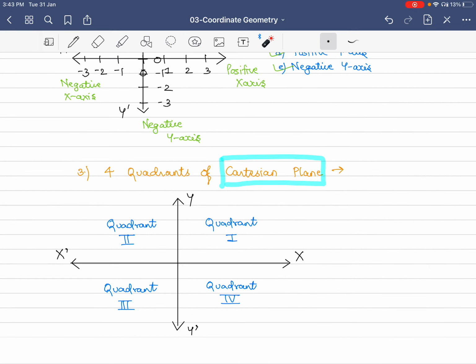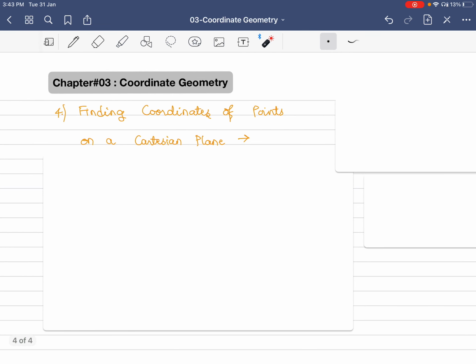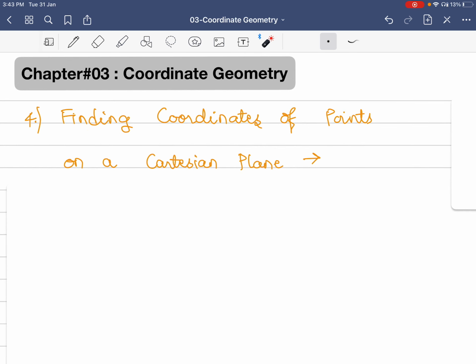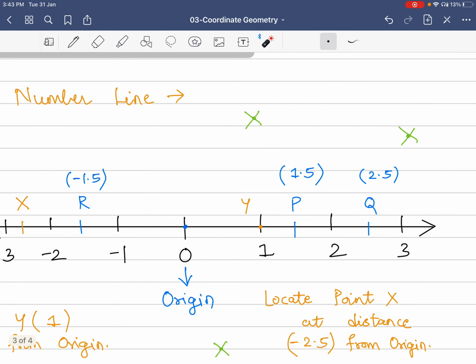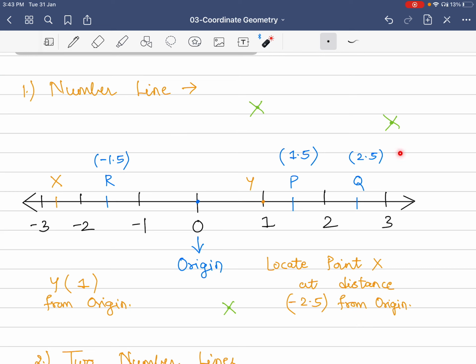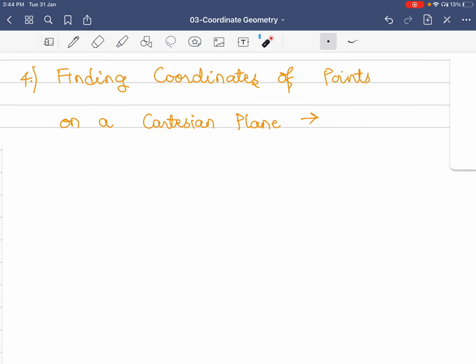So this is our basic introduction to the Cartesian plane. Now the last point remaining is finding coordinates of the points on a Cartesian plane. So how do we find the coordinates on a Cartesian plane? This is going to be similar to this exercise. Here we had a number line, right? And on the number line we were putting different points and trying to find the distance from the origin. We are going to do the exact same thing here. We are going to have different points on the Cartesian plane and we'll try to find their coordinates.